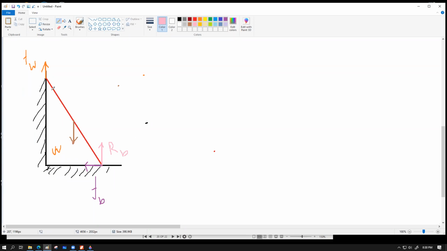And in the same manner, this part of the ladder is pushing against the wall to the left. By Newton's third law, this wall is going to push on the ladder to the right. So over here, we should also have another reaction force. Let's say I'm going to label this as a reaction force that is horizontal. Why horizontal?